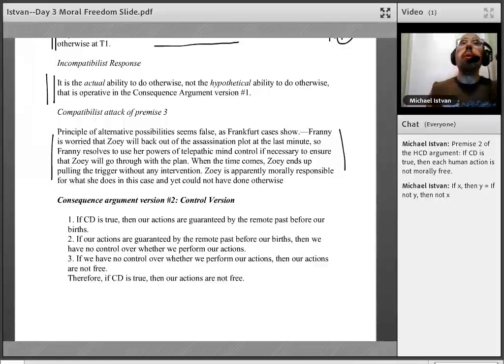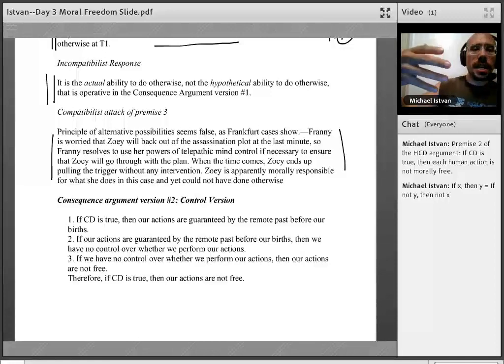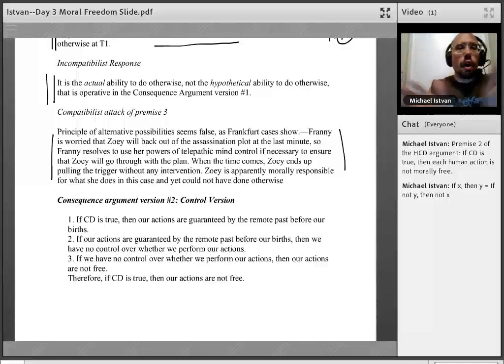Now, here's another issue that maybe we shouldn't go into: one might insist that at least at some point in the agent's history, at some point in her development, there needed to be alternative possibilities in order for her to have acted freely in the assassination.